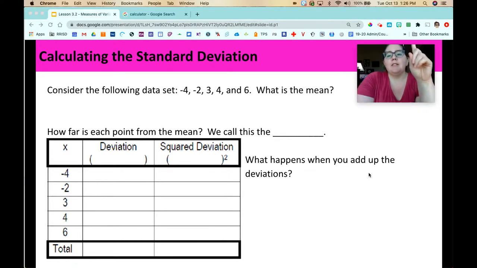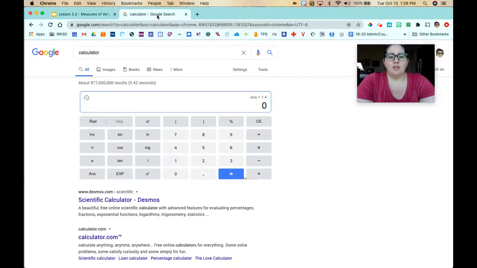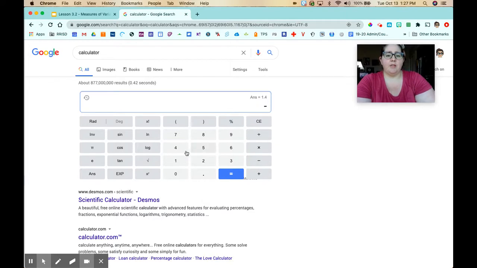So the first step is to find the mean, or what you might call the average. So the mean is just the one where you add up all the numbers and then you divide by the total numbers there are. So I'm going to add together -4 plus -2 plus 3 plus 4 plus 6, and then divide by 5 because there are 5 numbers in my list. So remember, you can just use a basic calculator on your phone if you have one. You can also go to Google. I'm just going to use the Google one.